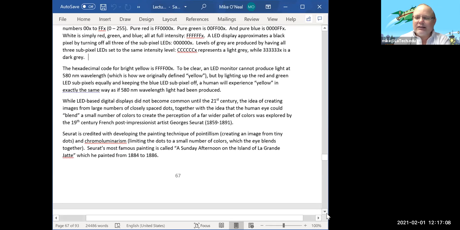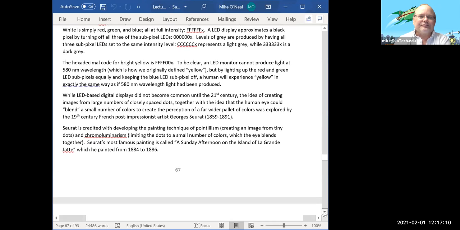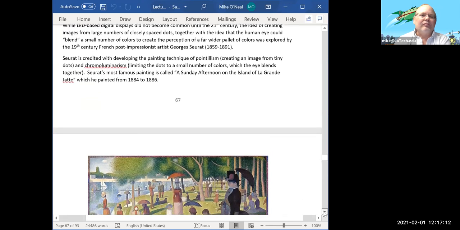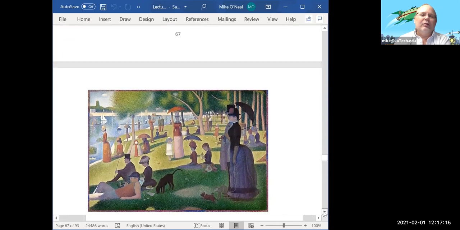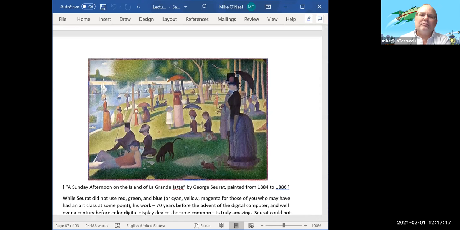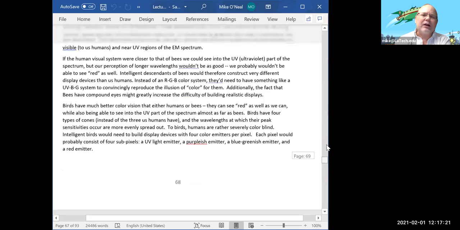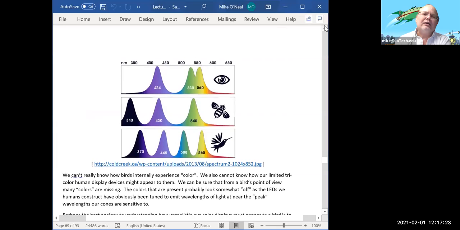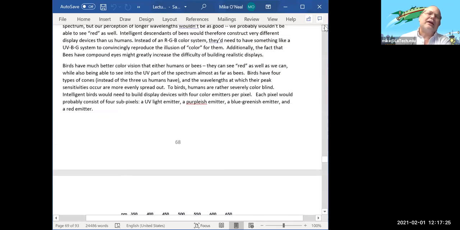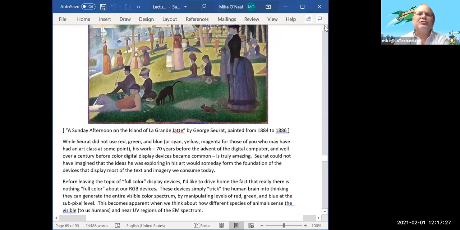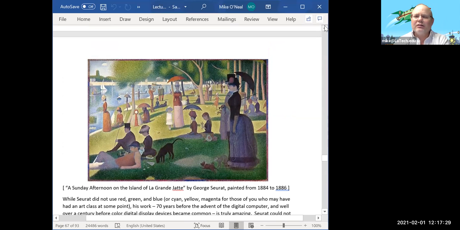Anyway, I wanted to finish this up, but I do want to say I need about 10 more minutes to finish up color, so we'll finish up color next time. If there's any questions, I'll be happy to take them.